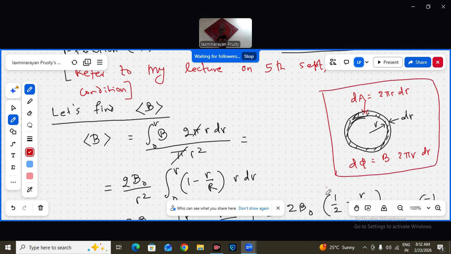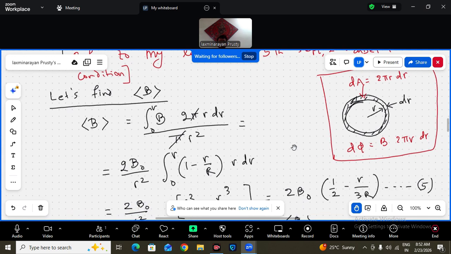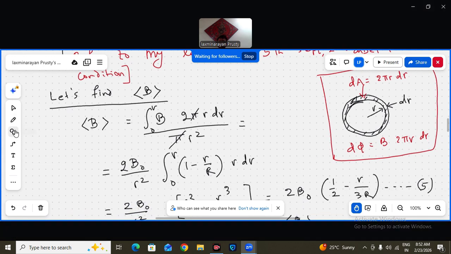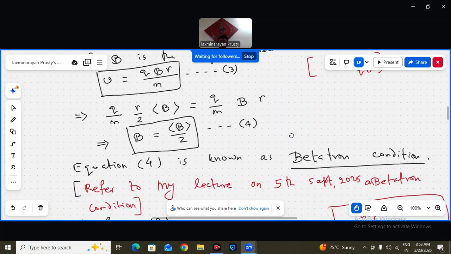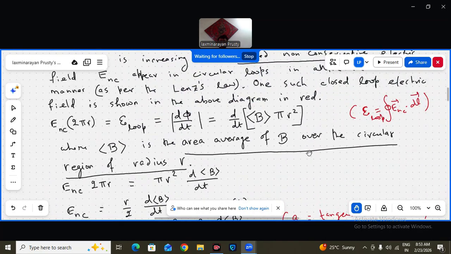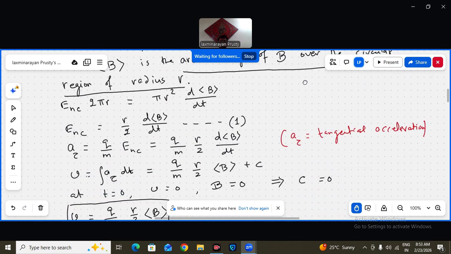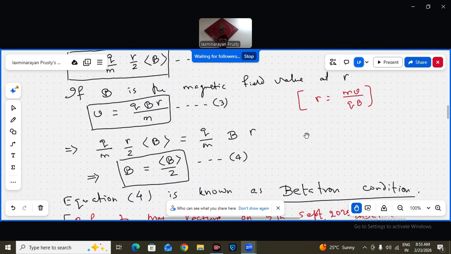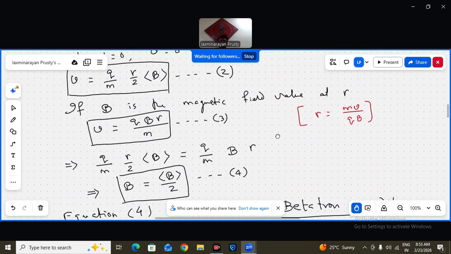I'm clarifying the points as I go on. So this is B into 2 pi r dr, integrated from 0 to r, the total flux, divided by pi r square, the area average. Because you remember this: B bar is the area average of B over the circular region of radius small r. So what is the average then?